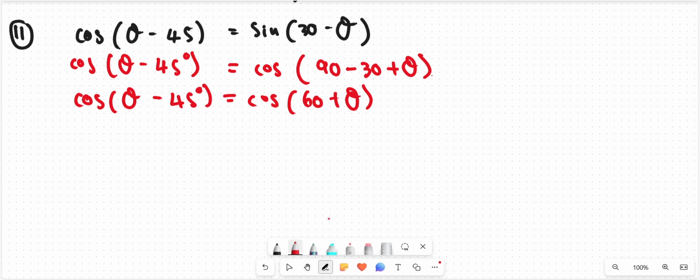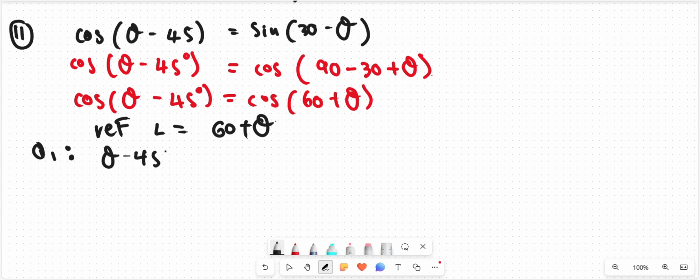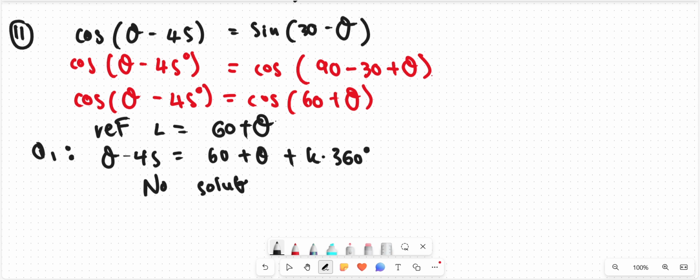Then at this point you take your inverse cos on the other side, and so your reference angle would be the one on the right hand side, guys. It's always the one on the right hand side. Then with that guy, you can now decide on your quads. Your quads is quad 1, and in quad 1, theta minus 45 degrees is your reference angle plus K360, and if you take this to the other side, it ends up with no solution because your theta is cancelling again.